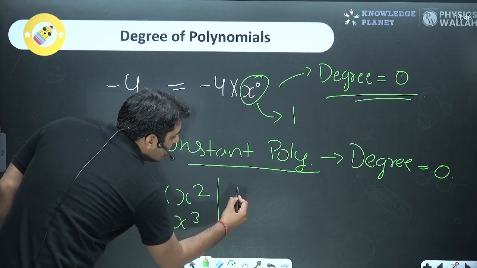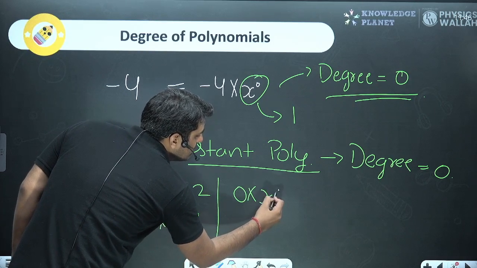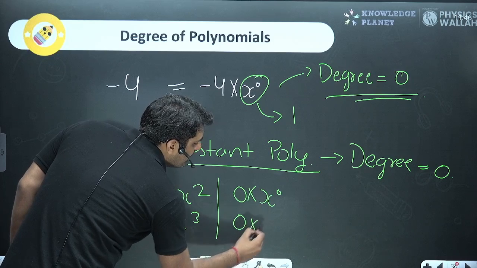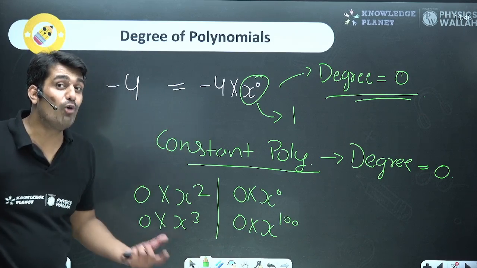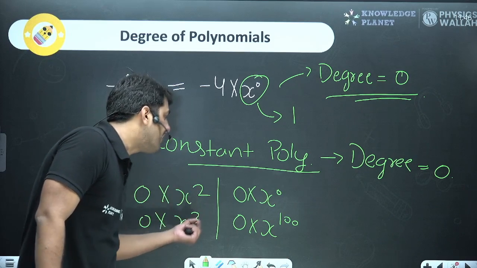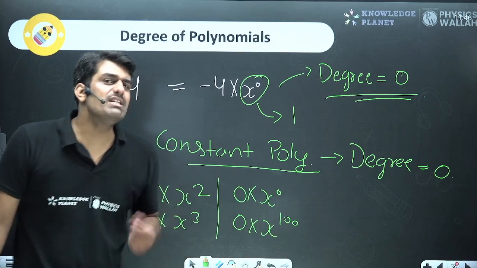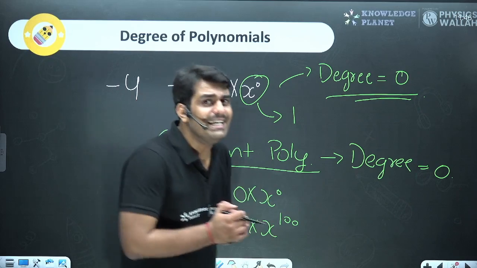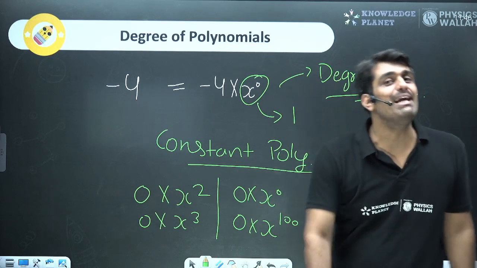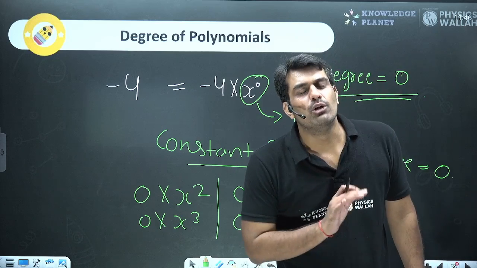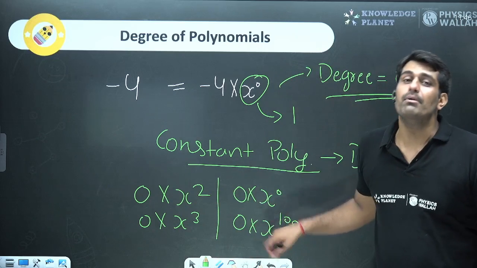It can be multiplied with x raised to the power 0. It can be multiplied with x raised to the power 100. Now what? We have 2, we have 3, we have 0, we have 100. So which among them will be considered as the degree? Why? Because 0 being multiplied with any of these numbers ultimately will give us the answer as 0. So which number should we consider to be the degree?